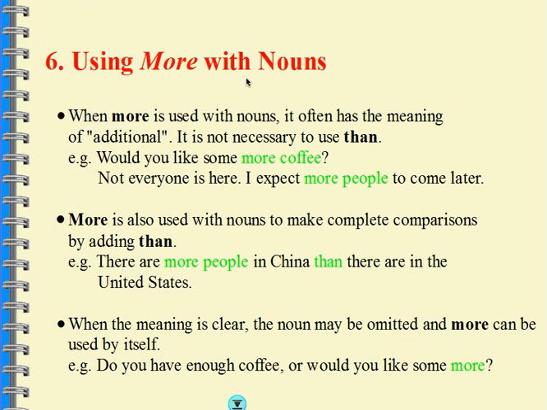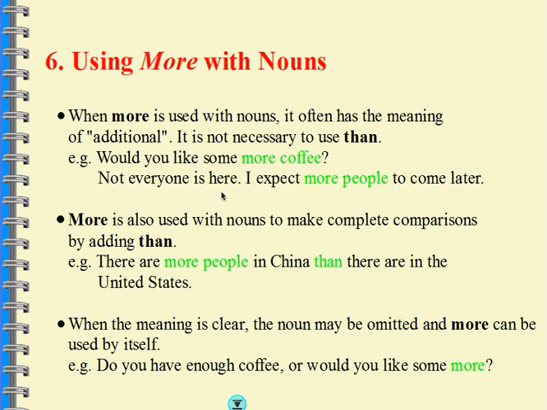Subtitle 6. Using more with nouns. When more is used with nouns, it often has the meaning of additional. It is not necessary to use than. Example, would you like some more coffee? Like to mean additional coffee.